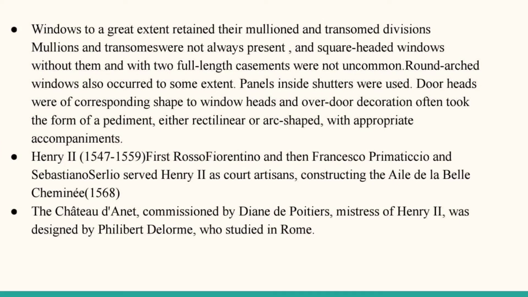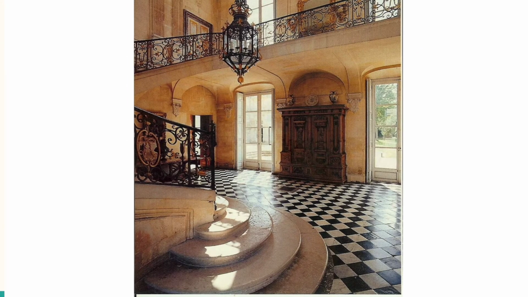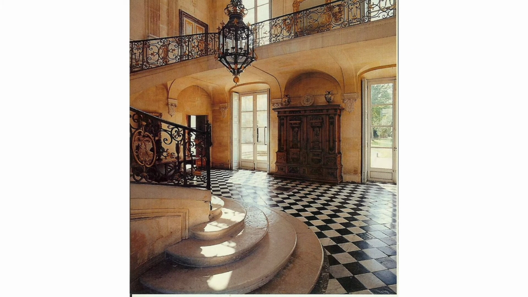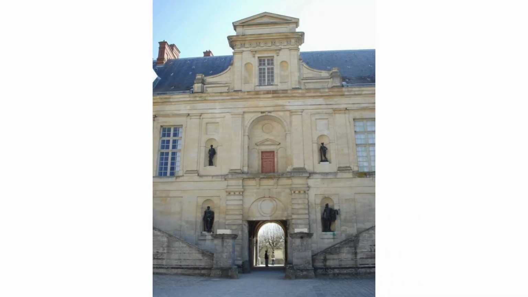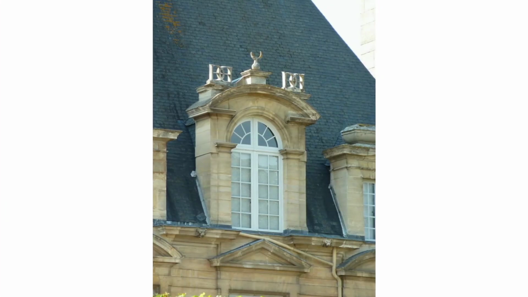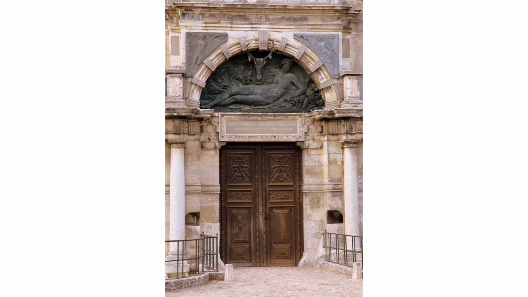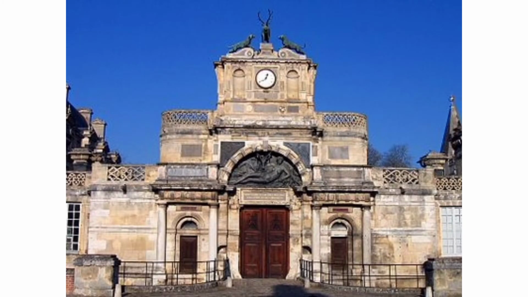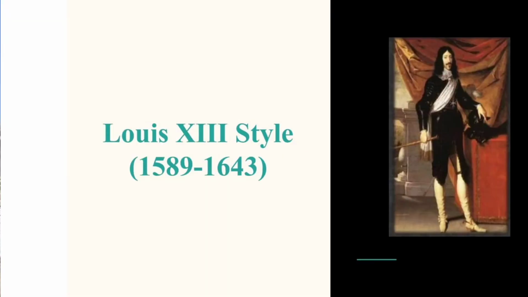Windows to a great extent retained their mullion and transom divisions, though mullions and transoms were not always present, and square-headed windows without them, with full-length casements, were not uncommon. Round arched windows also occurred to some extent. Panels inside shutters were used. Door heads were of corresponding shape to window heads, and over-door decoration often took the form of a pediment, either rectilinear or arc-shaped, with appropriate accompaniments.